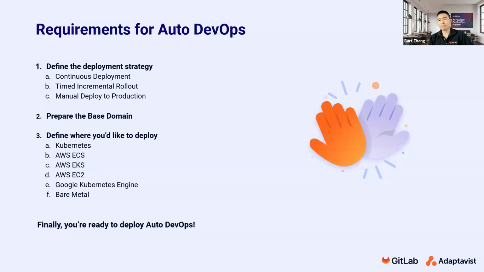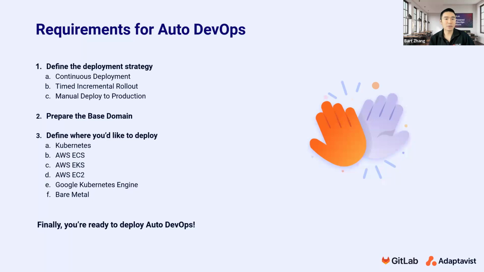So in terms of a best practice for getting ramped up on Auto DevOps, typically you want to work with an expert like Adaptavist and team to define your deployment strategy. So do you want to do continuous deployment or a timed incremental rollout or introduce manual checks or gates to deploy to production? You do also want to prepare the base domain as to where you want to deploy your apps to if you're talking about a web application.